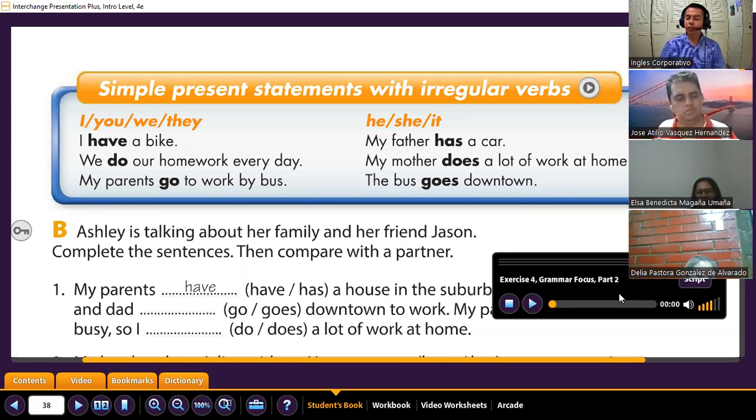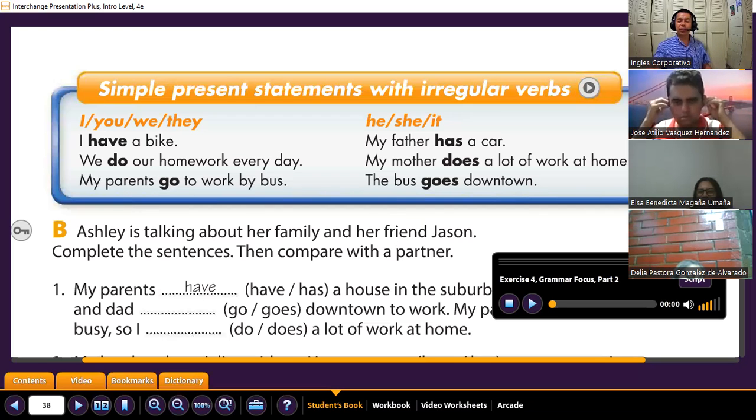Okay. So notice that I say I have, you have, we have, they have. But we say irregular, right? My father has, he has, she has, it has. You don't say my father have. Why? Because it's irregular, right? Aquí se sale de las reglas. We say we do, I do, they do. But we don't say my mother do. We say my mother does. My parents go, the bus goes. So this is an exception, right?